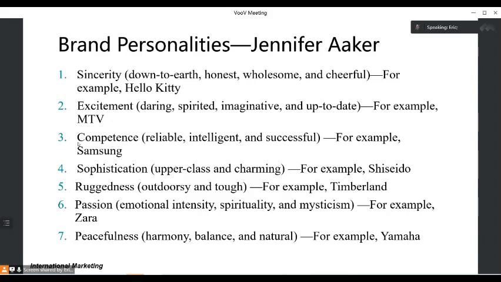MTV. Competence: reliable, intelligent, and successful. Sophistication: upper class and charming. Shiseido. Ruggedness. Timberland, I remember this is a brand of shoes. Peacefulness: Yamaha. Harmony, balance, and nature. This is some brand personality.